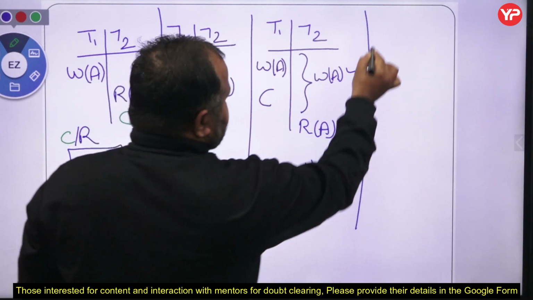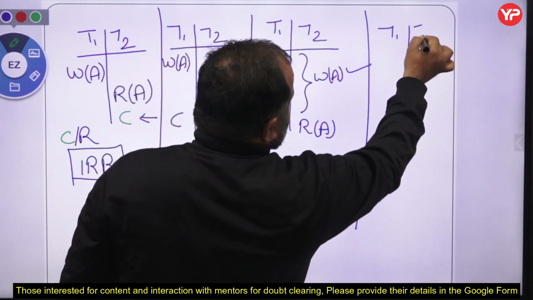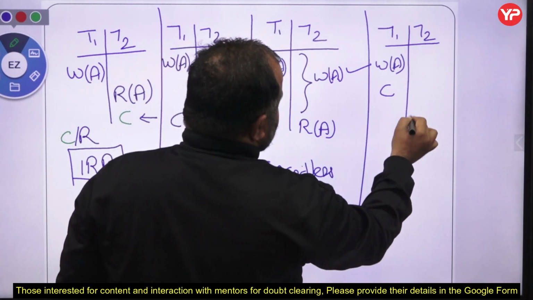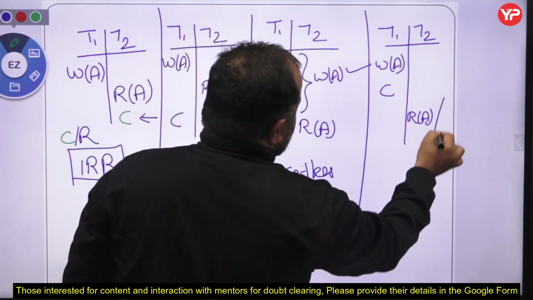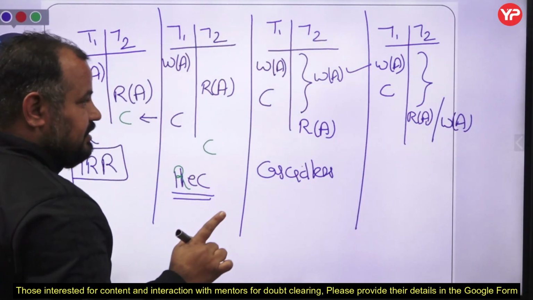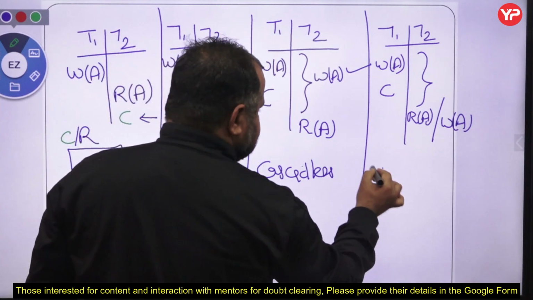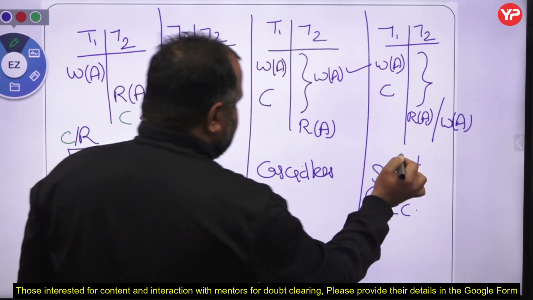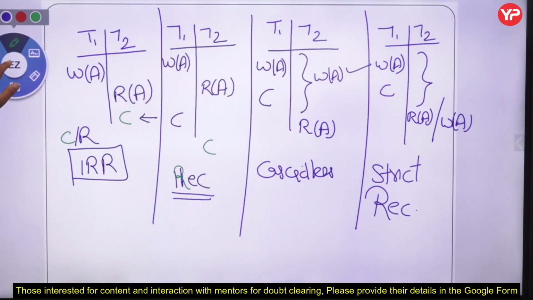And the next scenario is T1, T2. T1 writes something, after commit only either you can read or you can write. Here you never read, you never write before that, that's why it is strict recoverable. Fine, these are the 4 scenarios you have to keep in mind. So please make a note down.